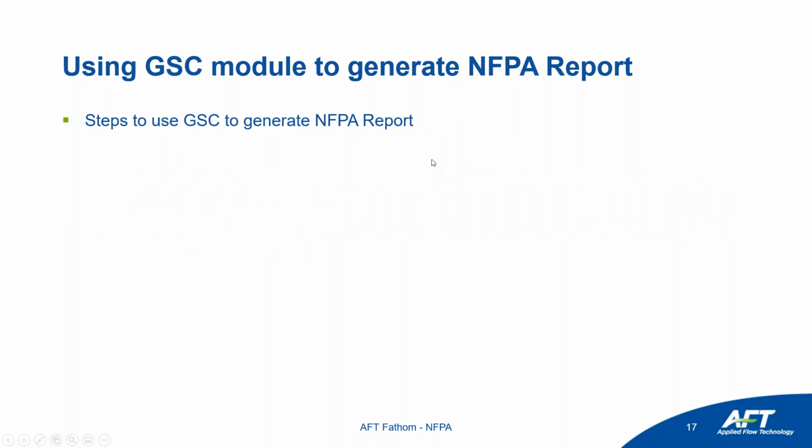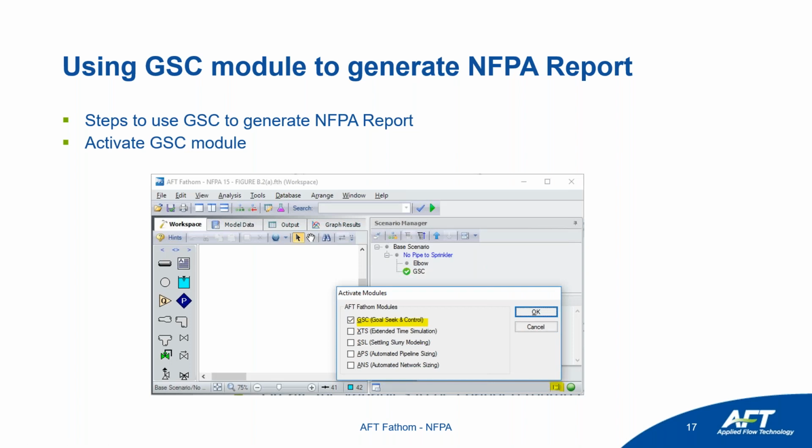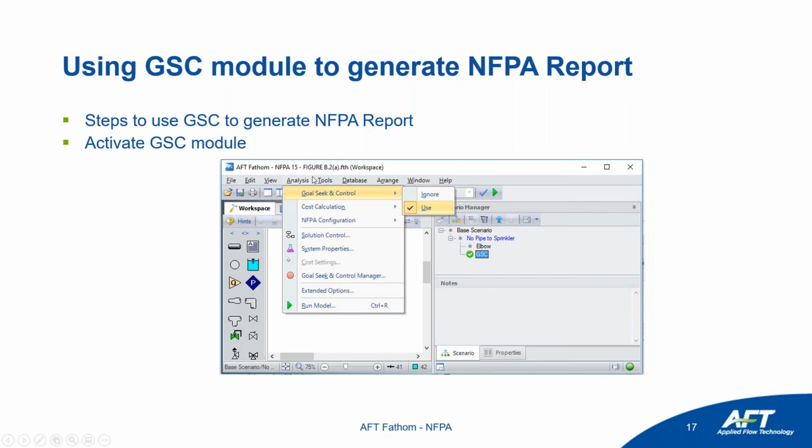So, steps to use GSC to generate an NFPA report. First, you have to activate the GSC module. So here in the lower corner, there's a box. You select this box, it will bring you all the AFT modules that you can use. So we select GSC to activate it. We go to analysis, the same as we did for NFPA report. We select GSC and control, and we tell it to use it.